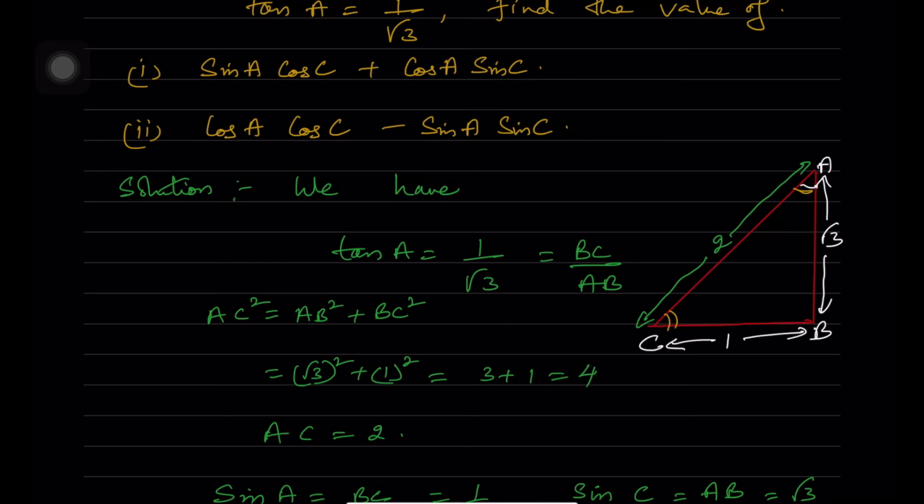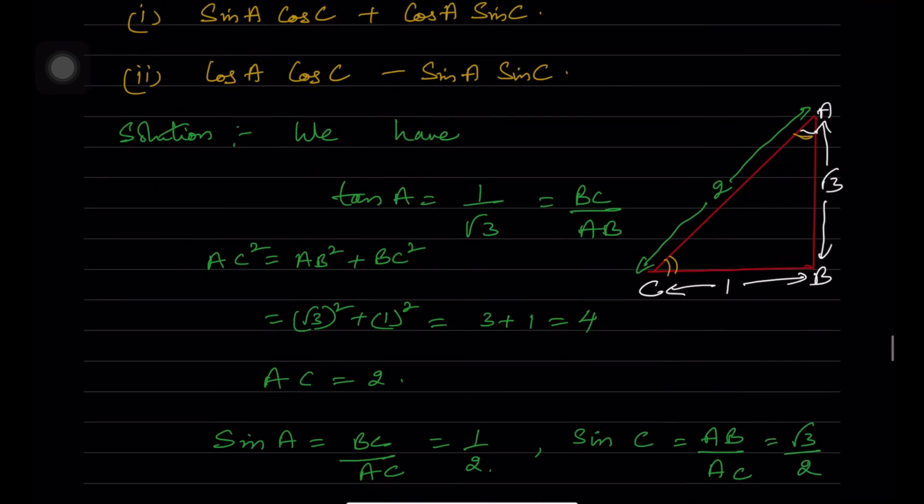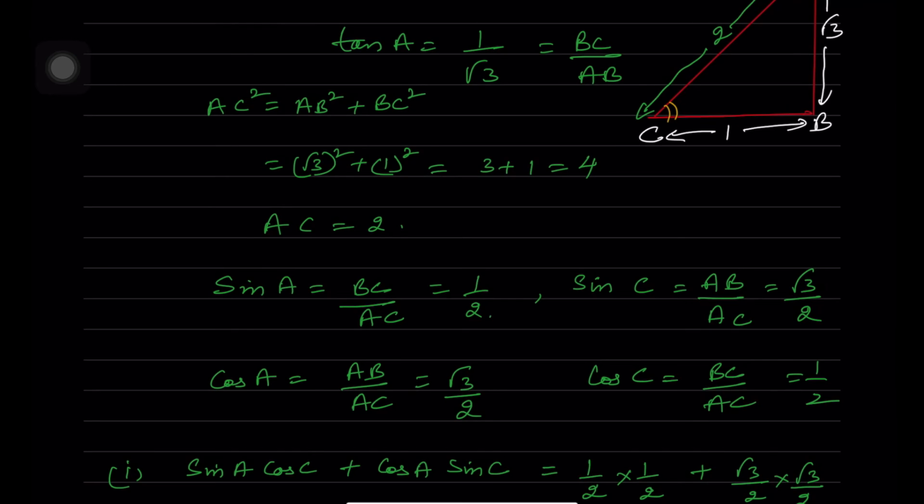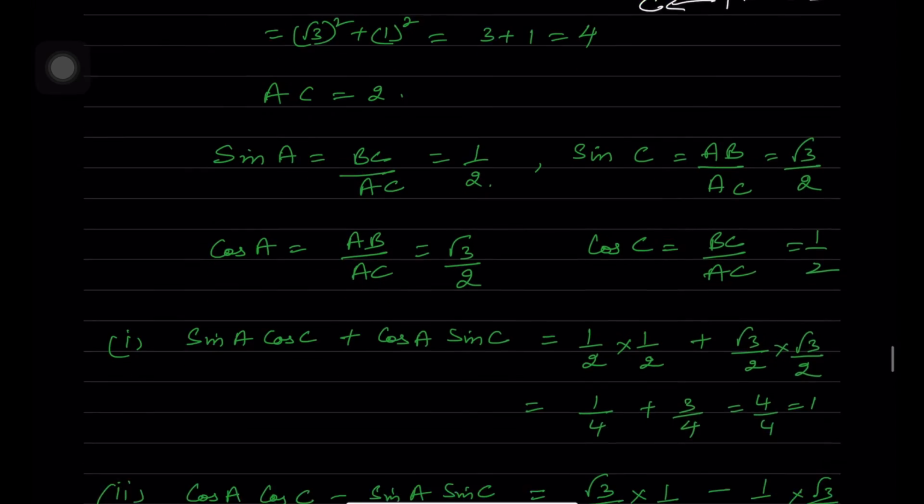So now from Pythagoras theorem you have AC square is equal to AB square plus BC square. Now you substitute the values, you are getting AC is equal to 2. Now sin A is equal to BC by AC, which is equal to 1 by 2. Sin C is equal to AB by AC, which is equal to root 3 by 2. Cos C is equal to BC by AC, which is equal to half. Cos A is equal to AB by AC, which is equal to root 3 by 2.